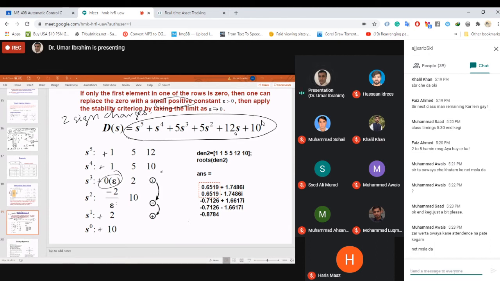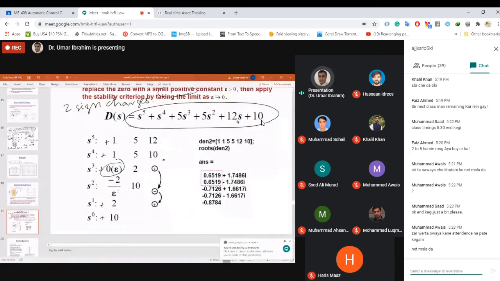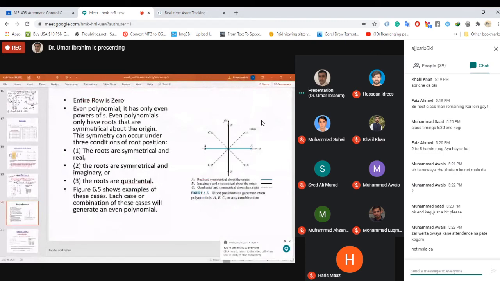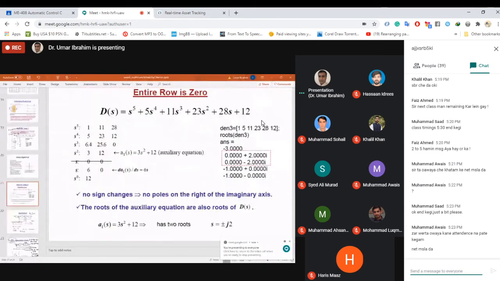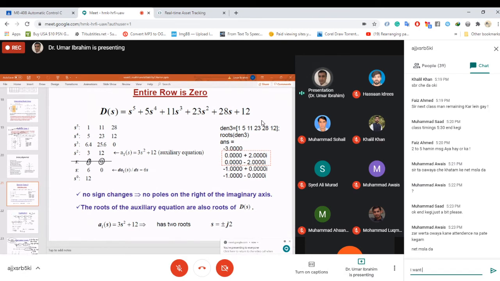Okay, I will go back to the slide. Case 2 arises when, rather than a single 0, the whole row comes out to be 0 during calculation.